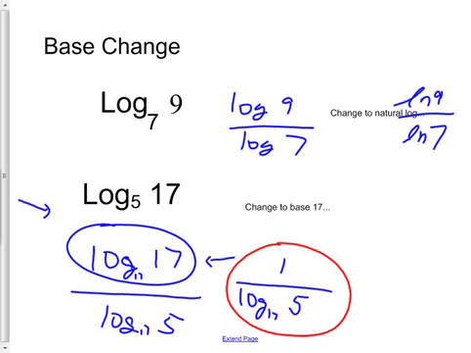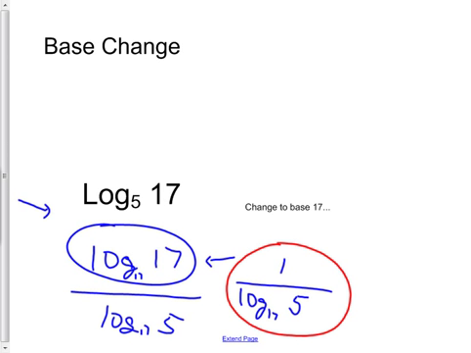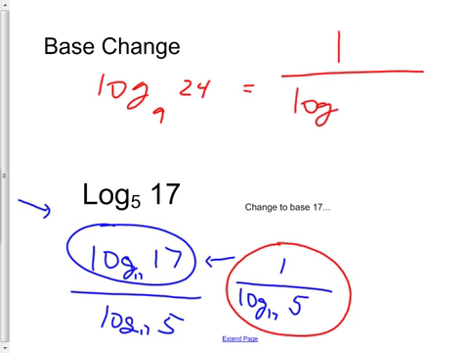Again, if I, for instance, did, let me get rid of this stuff. Throw that in the trash. If I said log base 9 of 24, that'd be equal to 1 over log base 24 of 9. Hey, we just figured out a new property.